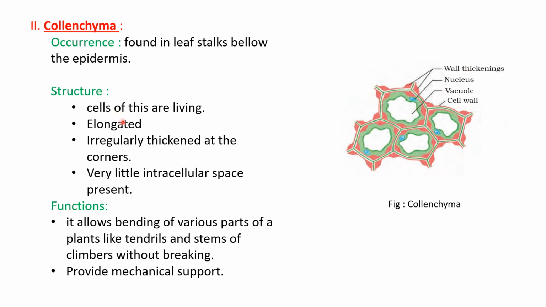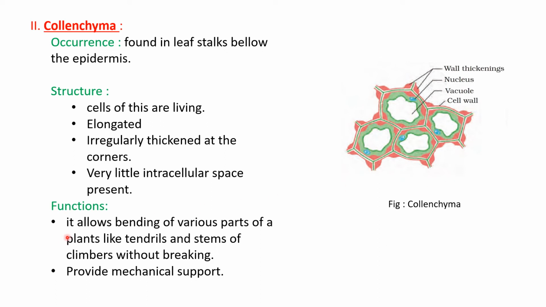Now we will see the structure, meaning how it looks and what things we can see in collenchyma. First one: cells are living. Collenchymal cells are living cells and these are elongated. Next, irregularly thickened at the corners. In the picture on the right side you see the collenchymal cells. Here you can see the corners are irregularly thickened. Next, very little intercellular space is present. So in collenchyma, we can see the intercellular space, but it is very little.